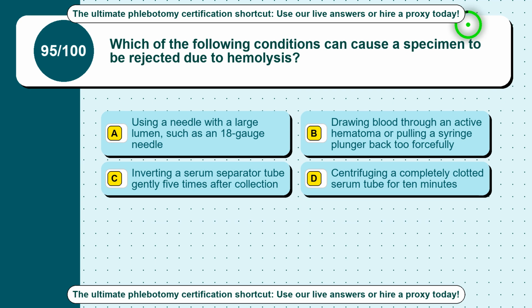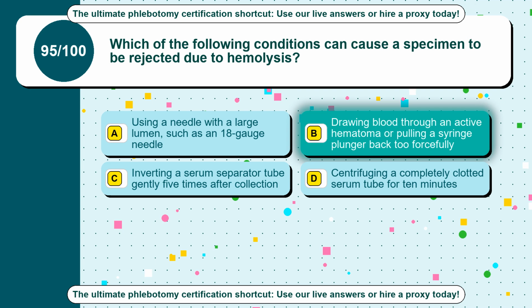Question 95. Which of the following conditions can cause a specimen to be rejected due to hemolysis? Option A, using a needle with a large lumen, such as an 18-gauge needle. Option B, drawing blood through an active hematoma or pulling a syringe plunger back too forcefully. Option C, inverting a serum separator tube gently 5 times after collection. Option D, centrifuging a completely clotted serum tube for 10 minutes.